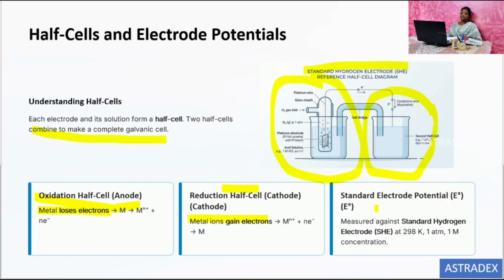Standard electrode potential: when I say the word standard, these conditions should be followed. The temperature is 298 Kelvin, the pressure is 1 atmosphere, and the concentration of the solution should be 1 molar. That's why it is said to be standard. The standard hydrogen electrode is measured at these conditions: 1 atmosphere, 1 molar concentration, 298 Kelvin.